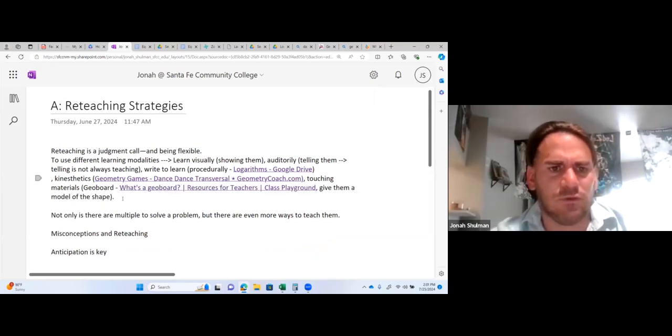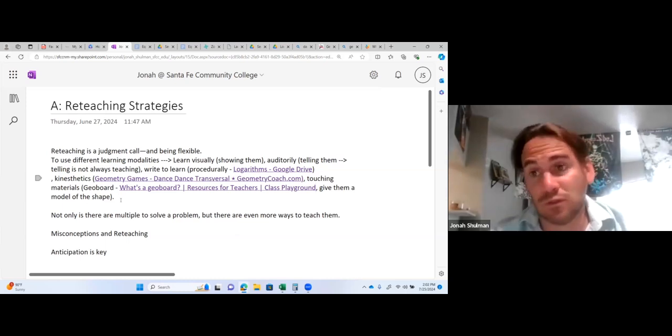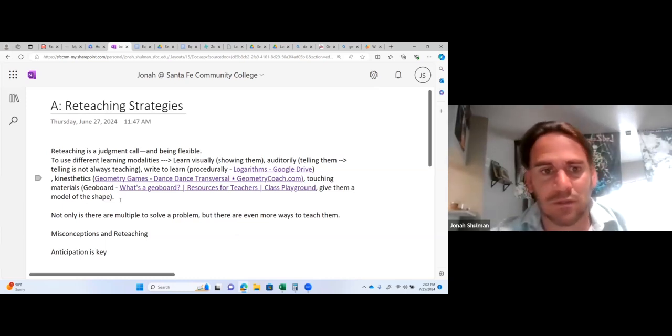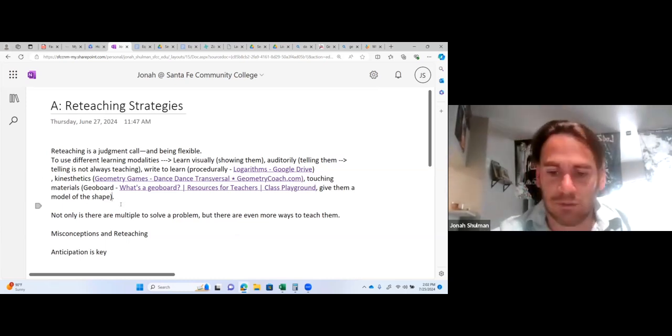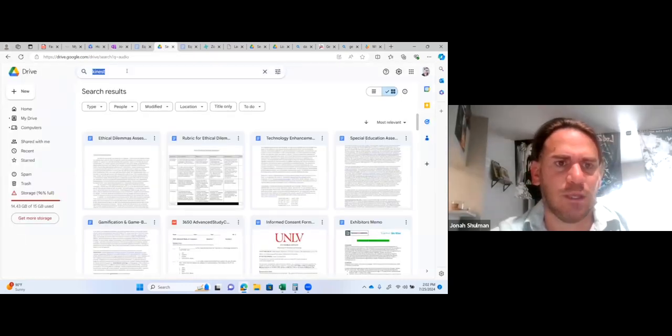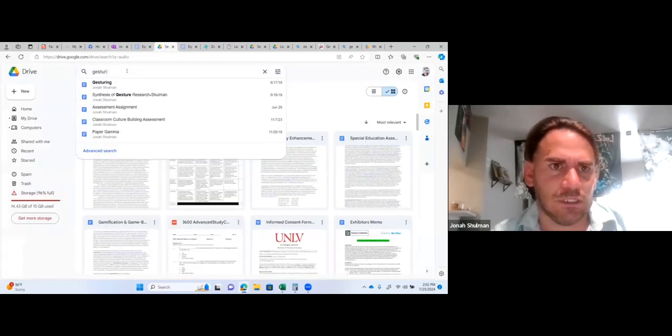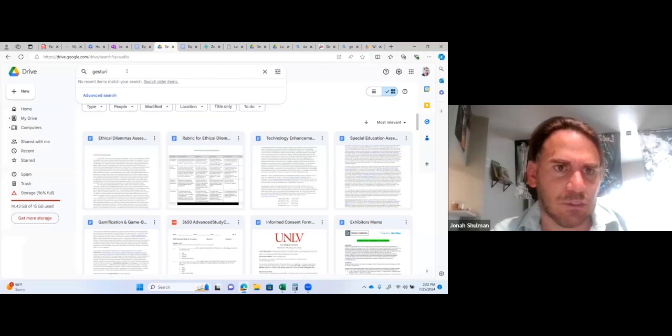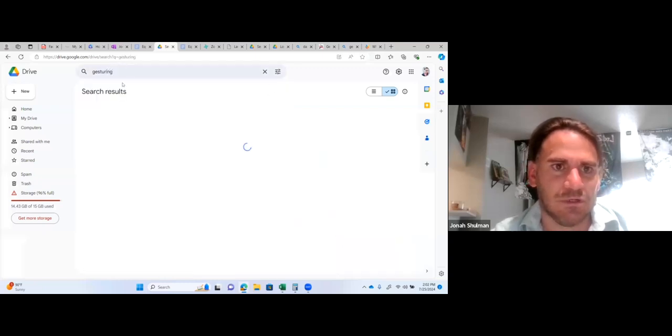Okay, so these are all different modalities. Kinesthetics, maybe your students need to move to learn it. And one other big piece, the last piece I almost forgot, is teaching them through gesturing. Gesturing is really good. I've written an entire paper on gesturing if you want to read it. But I'm sure you probably don't want to, so I'll explain what it is.